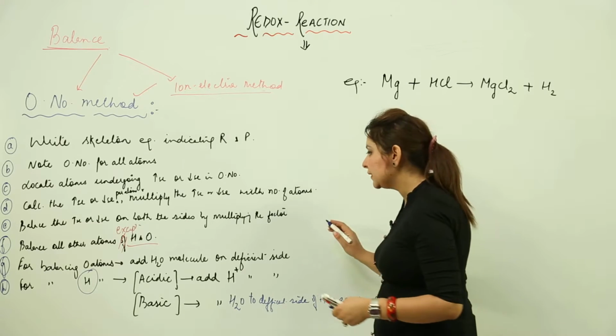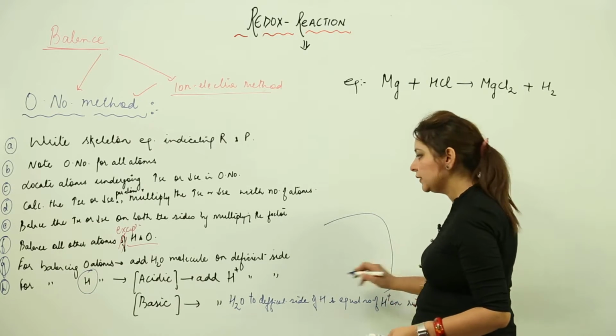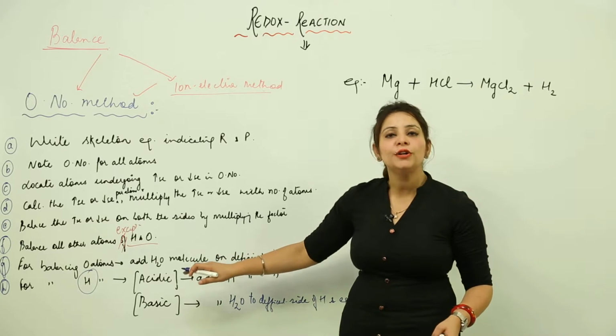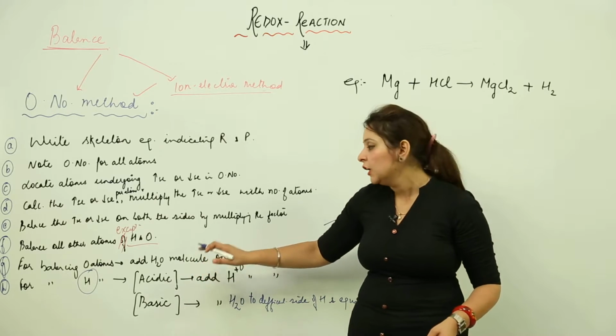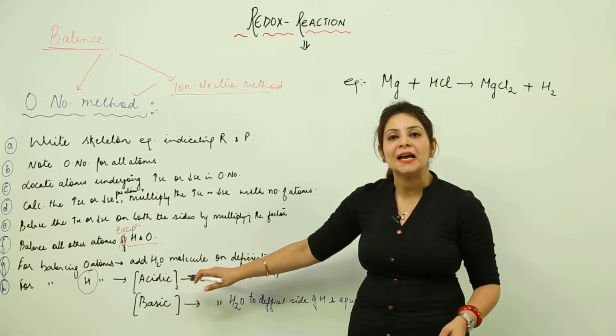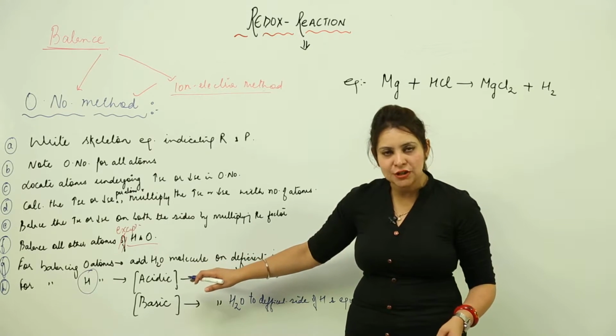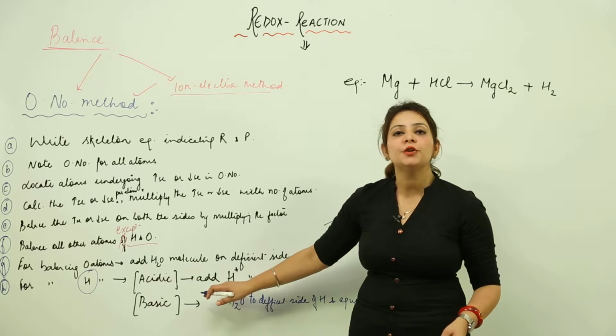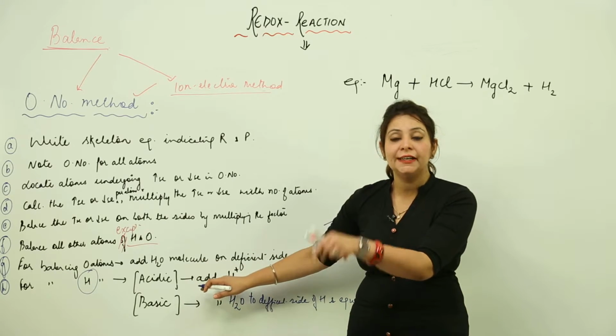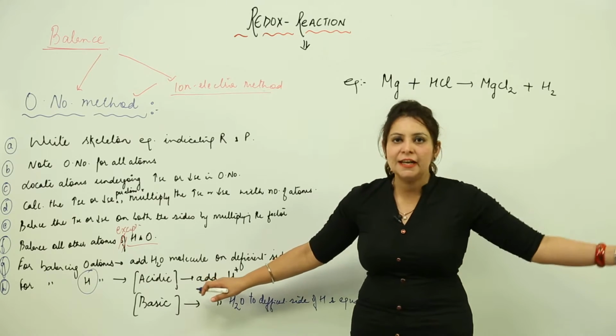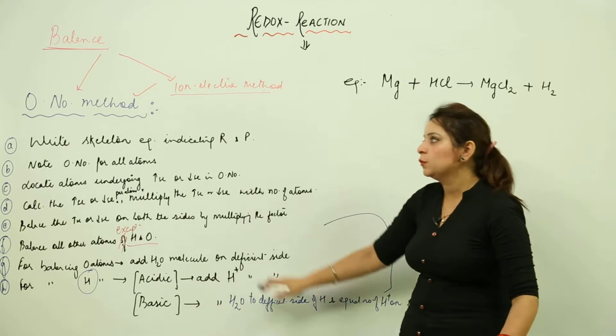Just remember these 3 points, these are very important. For balancing O, you need to add H2O to the deficient side. For balancing H, you need to focus on the acidic and the basic medium. For acidic, you put H positive on the deficient side, and for basic, you put H2O on the deficient side and an equal number of hydroxide ions on the hydrogen rich side.